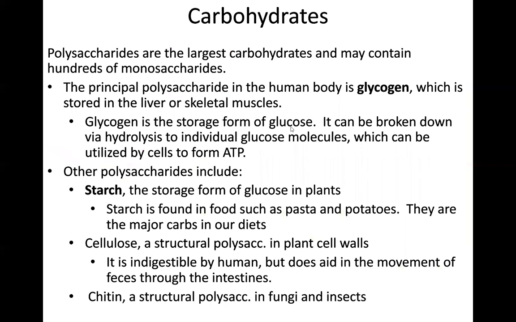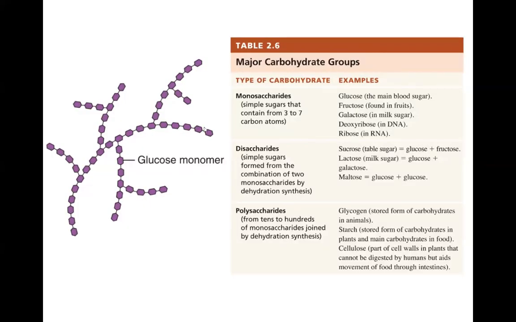Okay, so it's just a storage form of glucose in the body. And we do this that way. If we need energy, we can take those glycogens and just break off the glucose from them individually, and then each glucose can be used to make ATP.